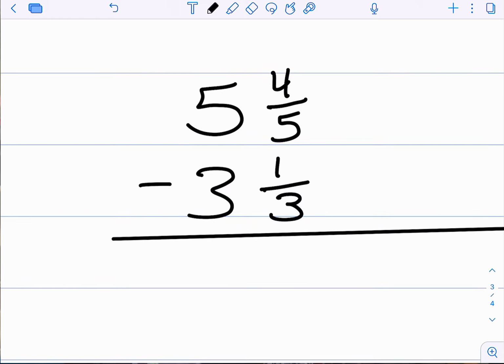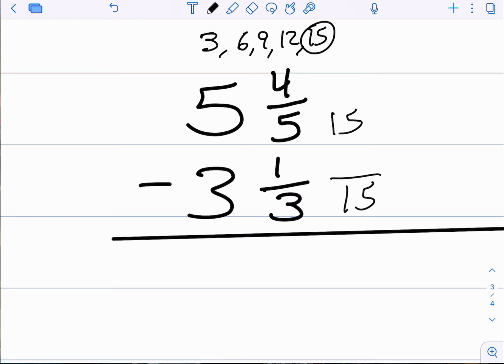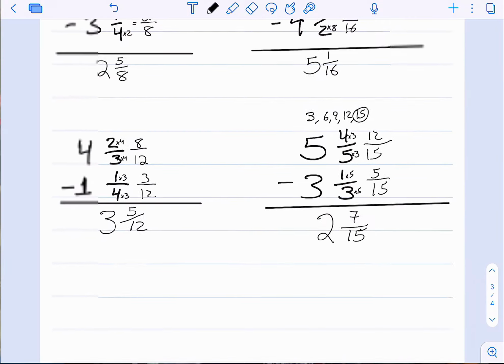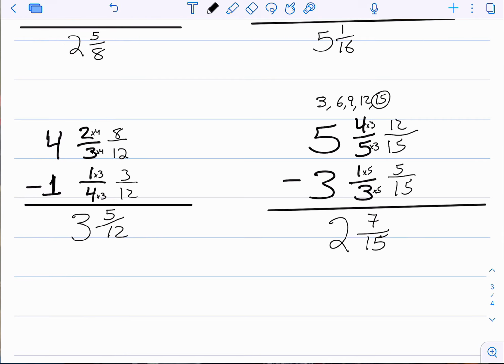Okay, 4/5 and 1/3. What are the multiples of 3? 6, 9, 12, 15. There we go. 5, 10, 15. So we're going to go to 15ths. I'm going to times this one by 3, and 4 times 3 gives me 12, and times 5 times 5 gives me 5. 12 subtract 5, if I remember correctly, is 7/15. 5 subtract 3 is 2. Okay, so there we have subtraction of mixed numbers.